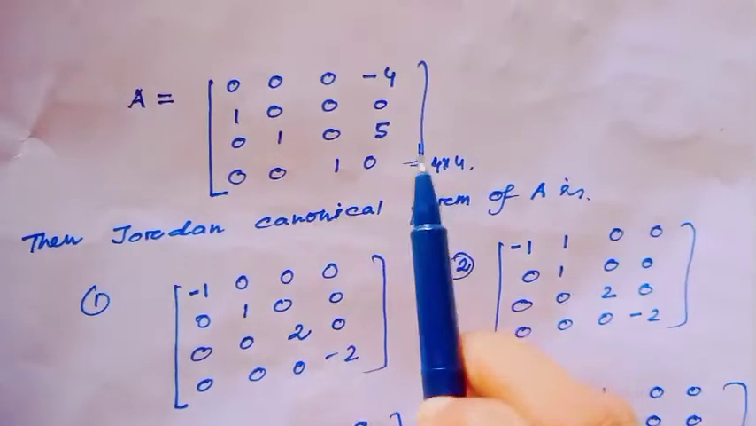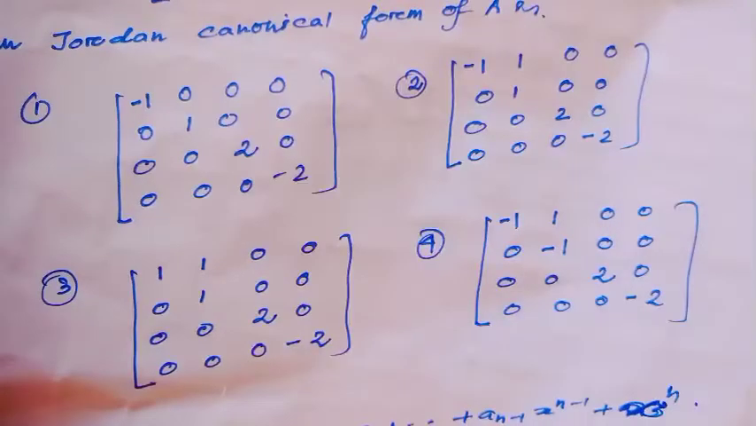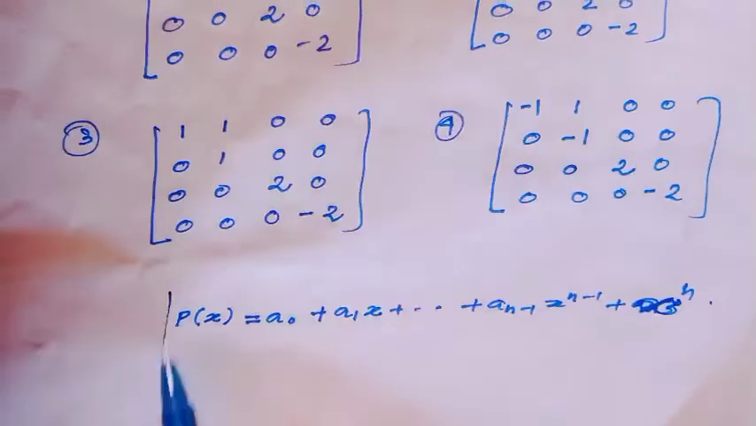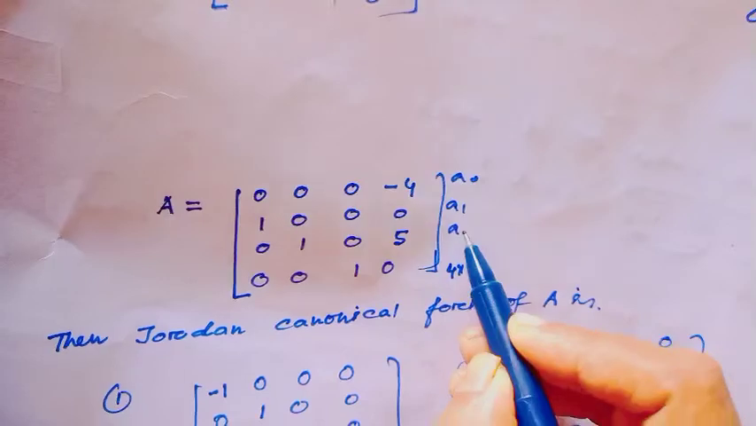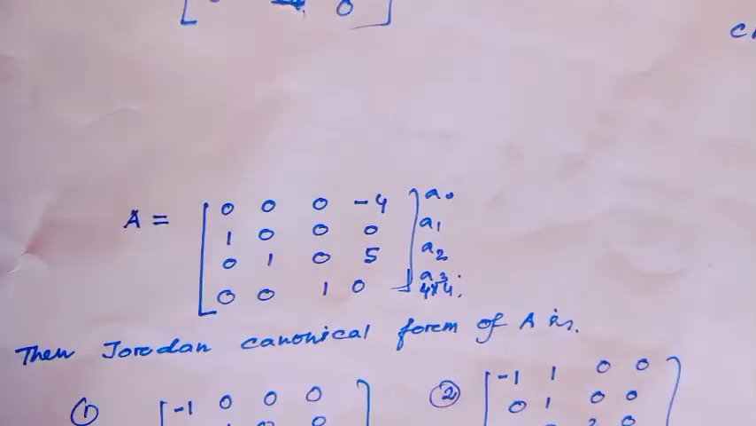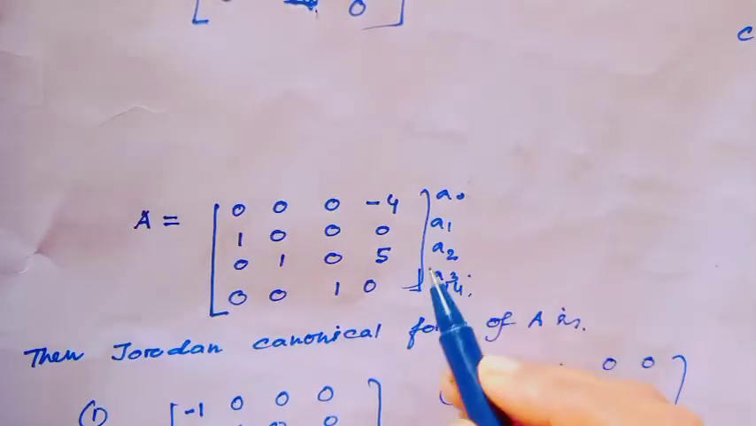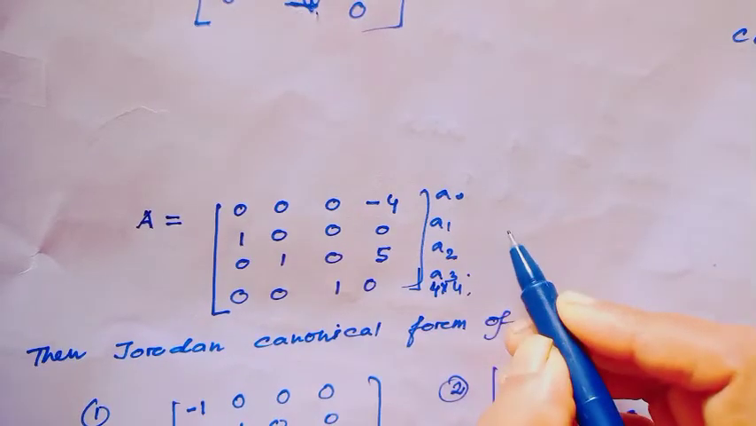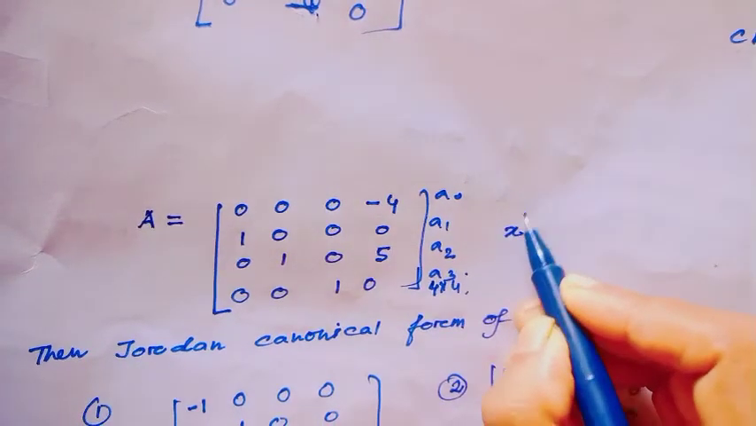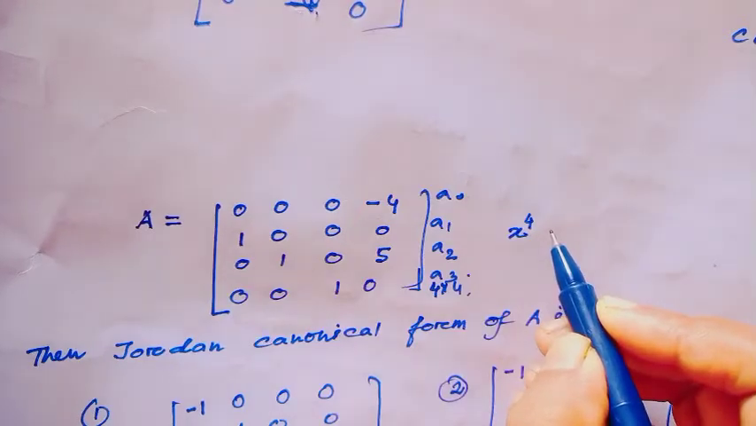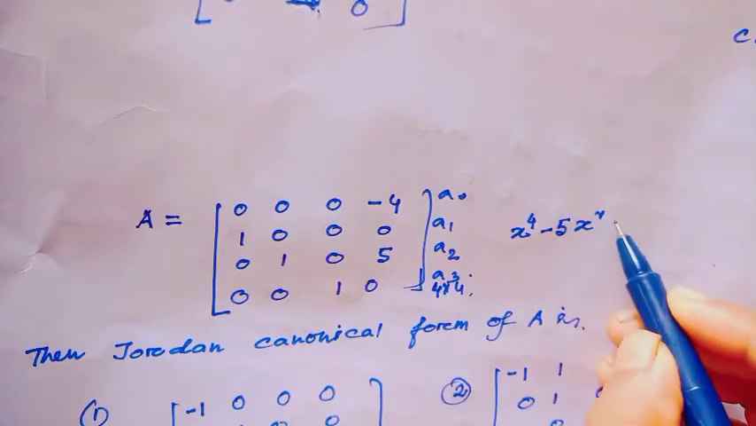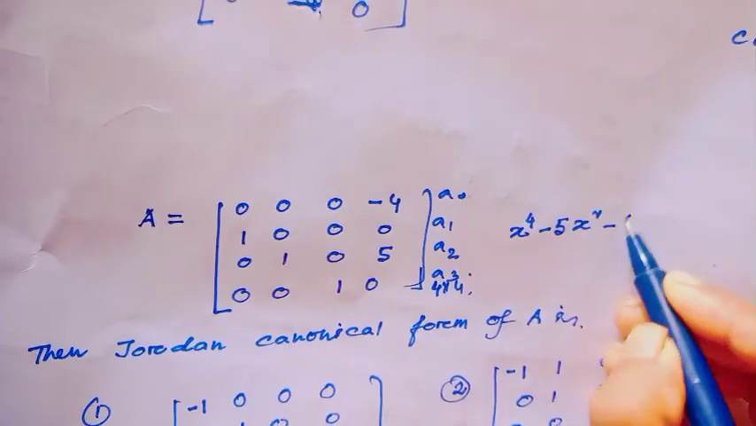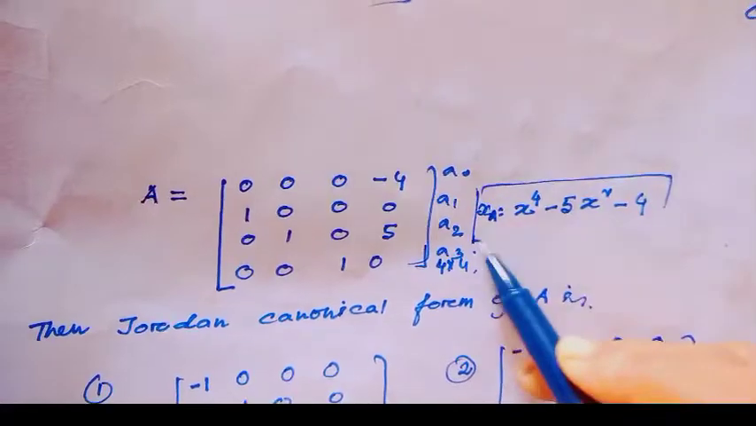Consider this matrix, and what is the Jordan canonical form of A? We all know the Jordan canonical form is of this type. For this, consider this is a0, this is a1, this is a2, and this is a3. Therefore, the characteristic polynomial from this matrix would be x to the power 4, here a3 is 0, a2 is minus 5x square, a1 is 0, and minus 4. This is the characteristic polynomial of this matrix.